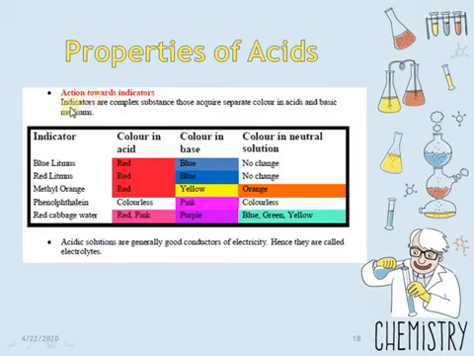Now, how they react towards indicators. What are indicators? Indicators are complex substances that acquire separate colors in acidic and basic media. Indicators are blue litmus, red litmus, methyl orange, phenolphthalein, red cabbage water. Colors in acid are given here, colors in base are given here, and neutral solutions are also given here. Acidic solutions are generally good conductors of electricity, so they are also called electrolytes. You have to remember these indicators and their respective colors in due course of time. So start learning from now.